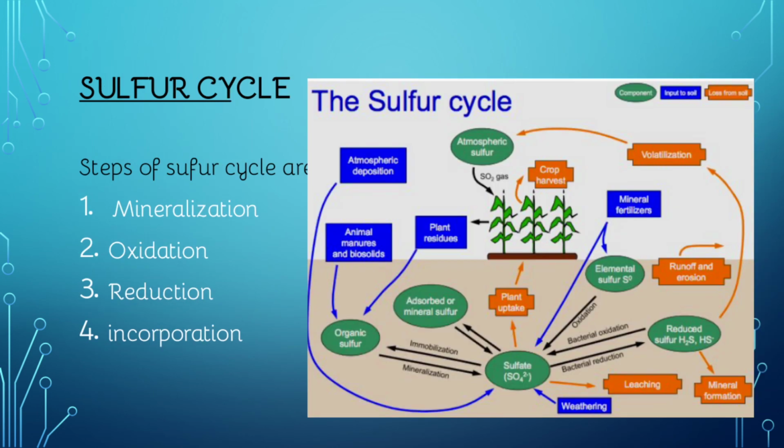Next cycle is sulfur cycle. The steps of sulfur cycle are mineralization, oxidation, reduction, and incorporation. In the first step, mineralization of organic sulfur into inorganic forms such as hydrogen sulfide H2S, elemental sulfur as well as sulfide minerals. The next is oxidation of hydrogen sulfide and elemental sulfur to sulfate. The third is reduction of sulfate to sulfide. The fourth step is incorporation of sulfide into organic compounds including metal containing derivatives.